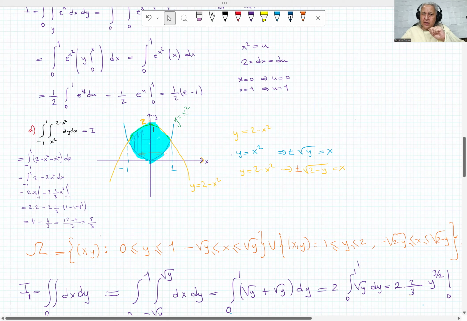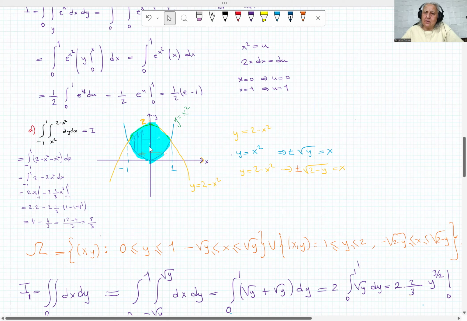So you have minus square root of 2 minus y as this curve, and plus square root of 2 minus y as this curve. So for this upper half of this half circle, you will have y from 1 to 2, and then this curve, the lower bound is minus square root of 2 minus y, and the upper bound is plus square root of 2 minus y. It's the same region. This is exactly the yellow.